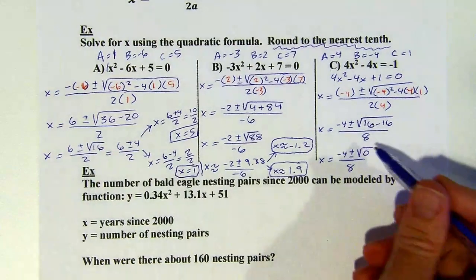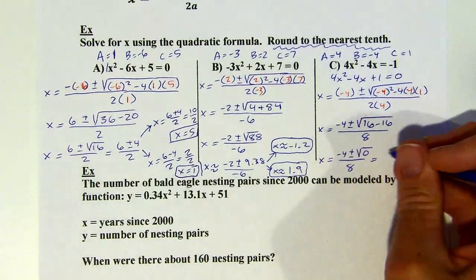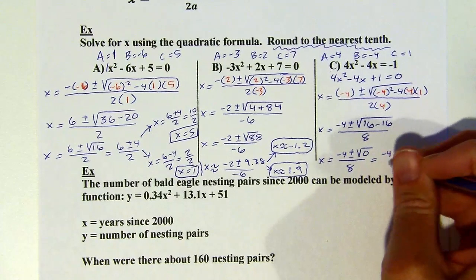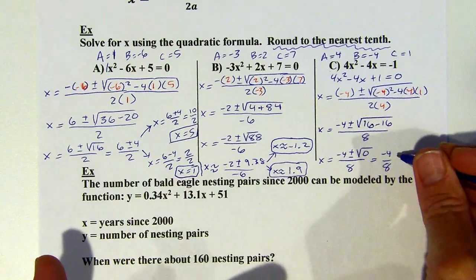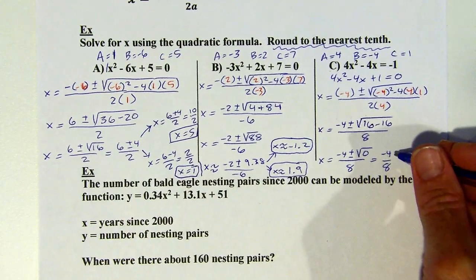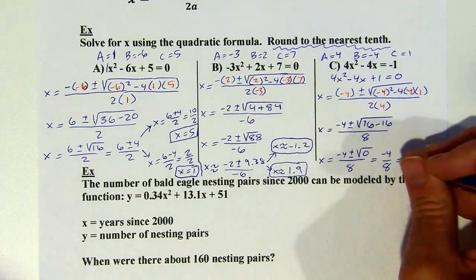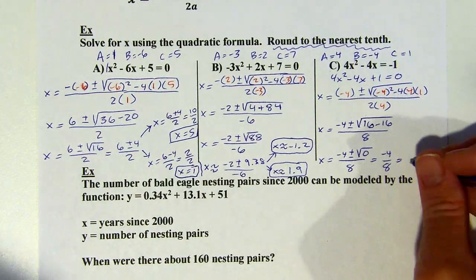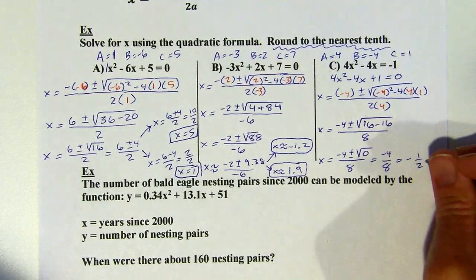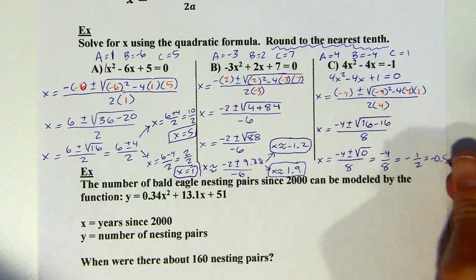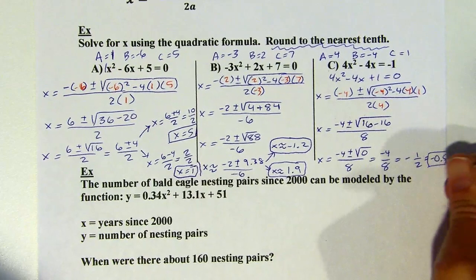Well, the square root of 0 is 0. So now I've got negative 4 plus or minus 0. And when you add or subtract 0 to negative 4, it just stays negative 4. So this is just going to be negative 4 over 8. I don't need a calculator for that because that's negative 1/2, or you could call it negative 0.5. I guess it has to go to the nearest tenth. So there, that's written as a decimal.